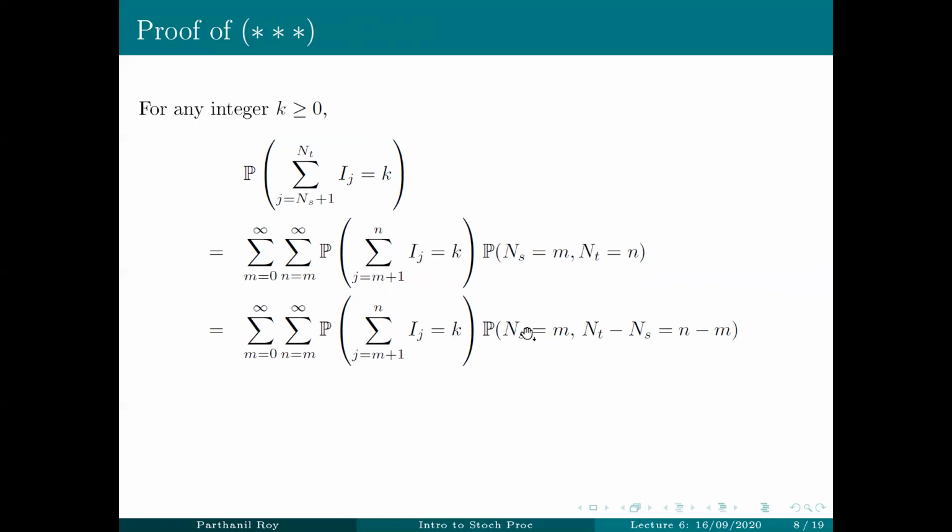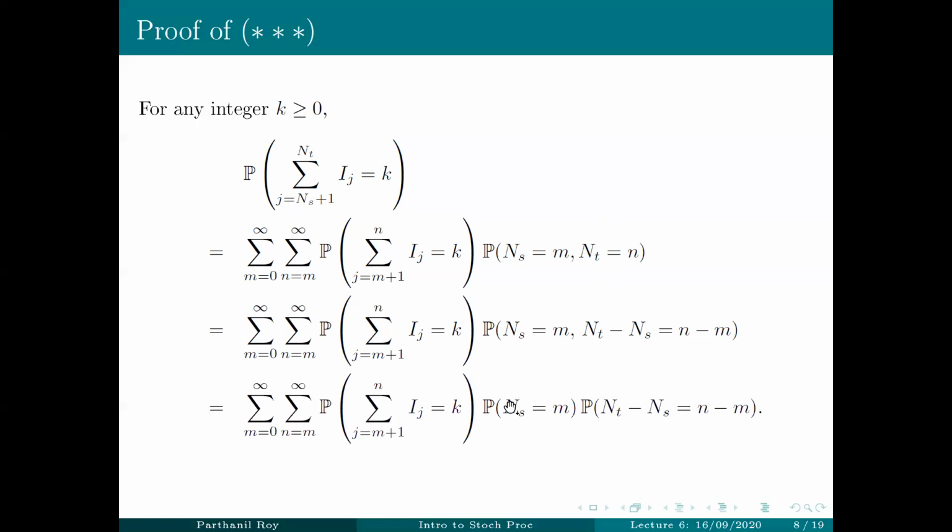Now, of course, we can encash the fact that N_s and N_t minus N_s are independent, because N_t is a homogeneous Poisson process, and hence it has independent increments. So let's use that. Using this, this probability becomes the product of these two marginal probabilities, and therefore this entire sum becomes this. So what we have got here is that the left-hand side of star star can be expressed as this here.